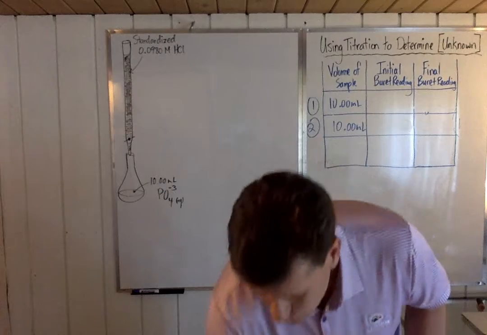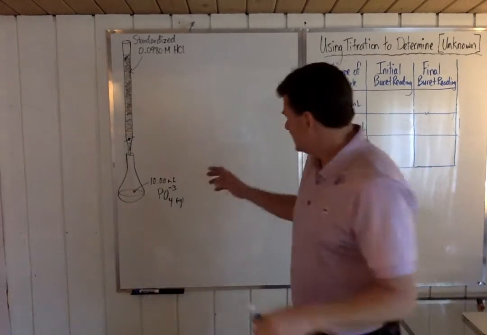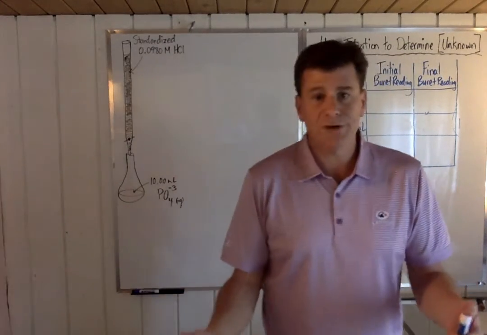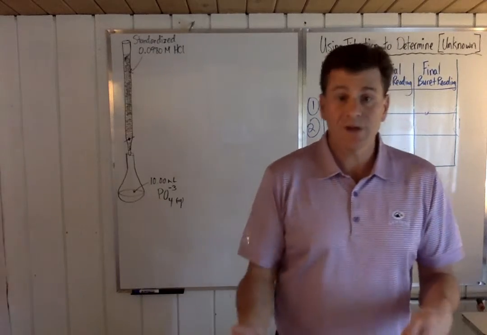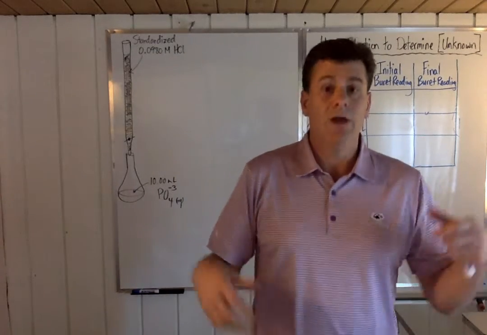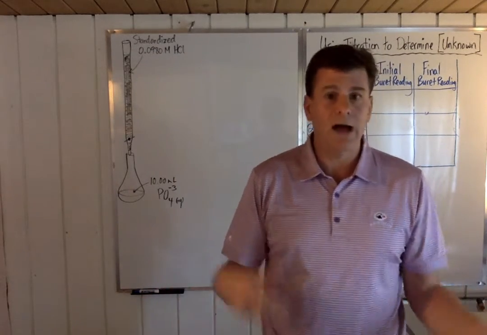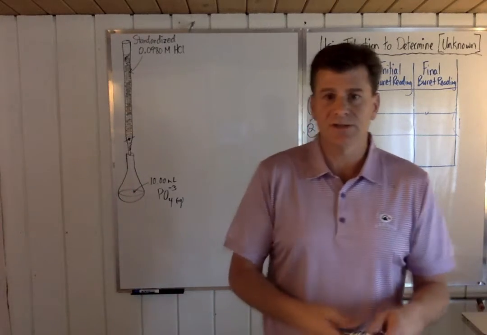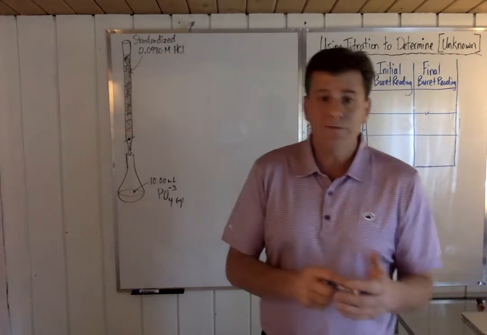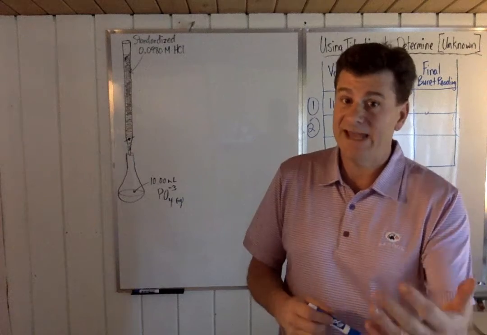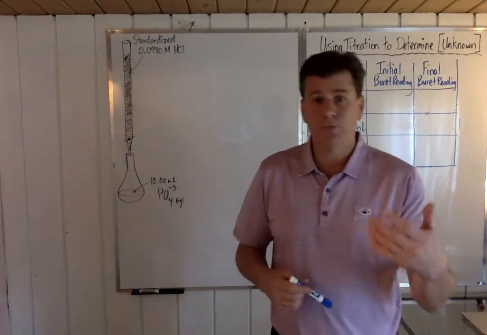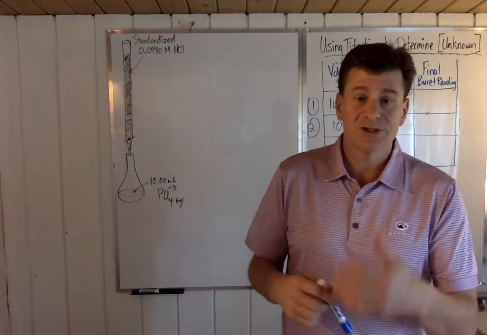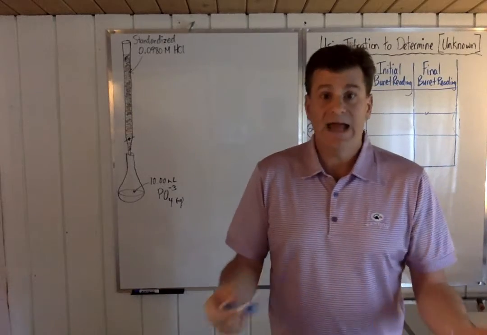So let's pretend we've got this sample of PO4 negative 3, and we want to know the concentration of the PO4 negative 3. Well, what is PO4 negative 3? How could we use titration to figure out its concentration? Well, PO4 negative 3, having a negative charge and being the conjugate of a weak acid, is going to act as a base.